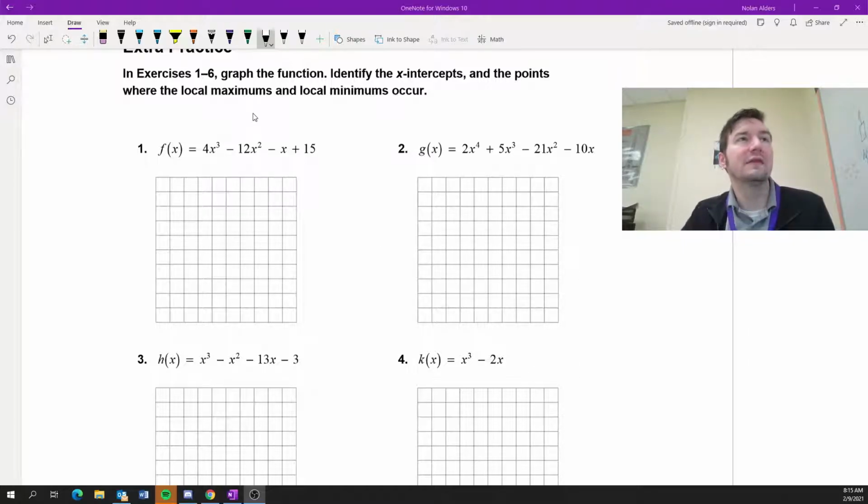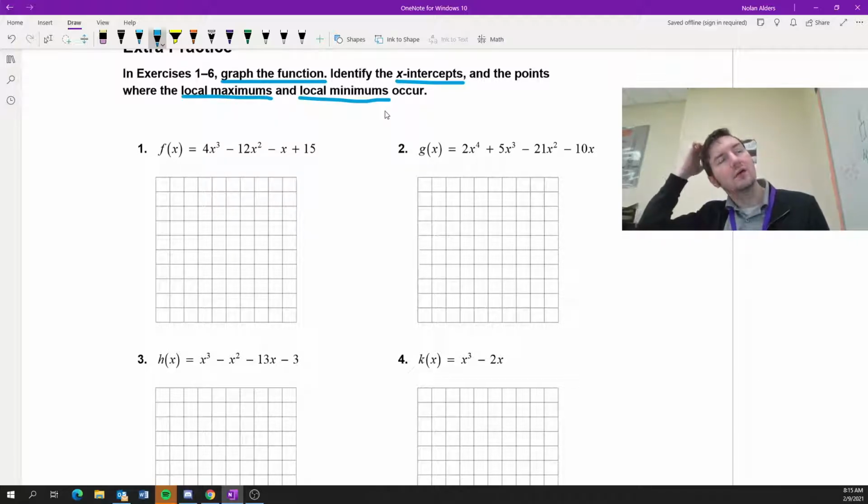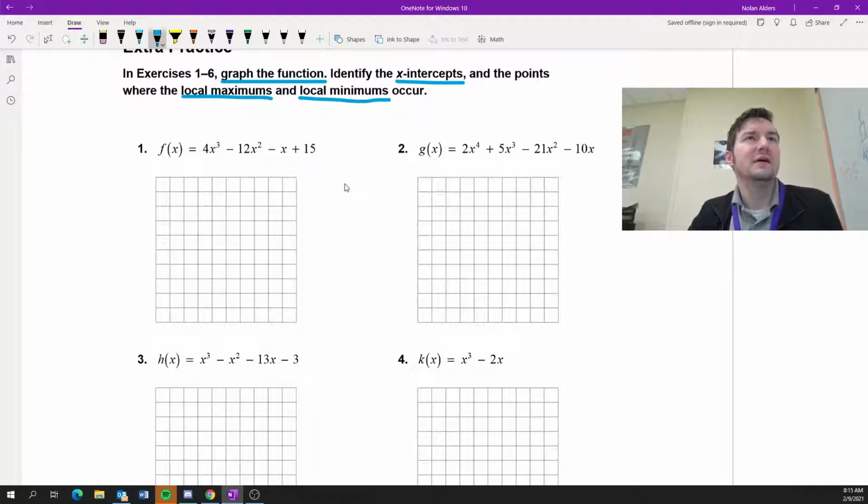So let's take a look at this. Today, we're concerned with graphing, and then we're going to be looking for the x-intercepts, and the points where we have local maximums and local minimums. All right, and we're going to explain what that is, but I think the best way to explain it is to show you. So let's go ahead and take number one here and type it into Desmos so that we can see what this looks like.